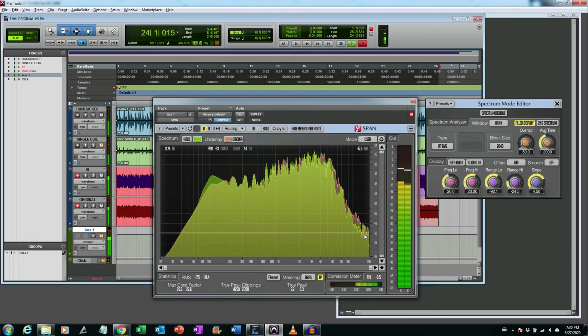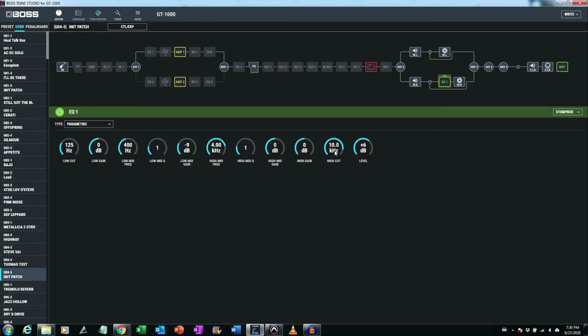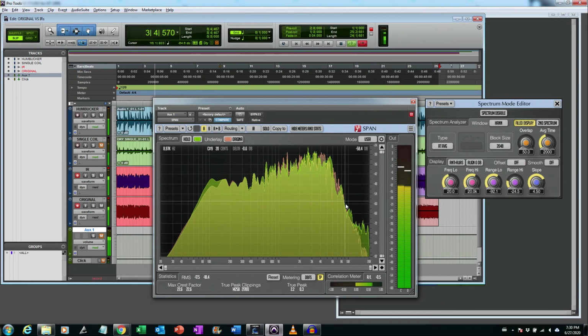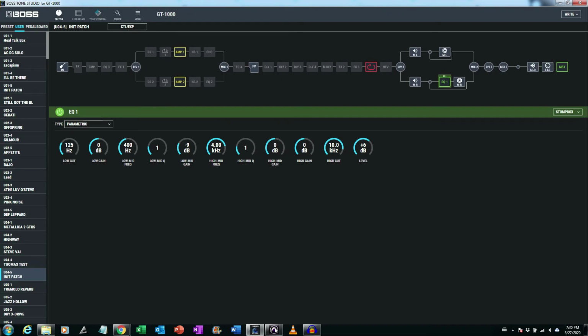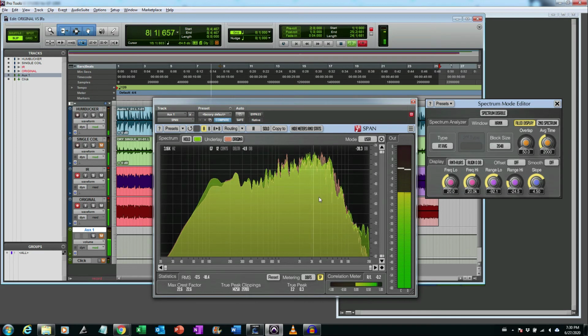I can see the high frequencies on the original cab are stronger too, a bit, so I will tune them with a high cut at 8 kHz, and you can see that the important area is more similar now. Let's go for 10, maybe. 10. Yeah, they're more similar now. This area around 15 to 20, I think it doesn't matter.